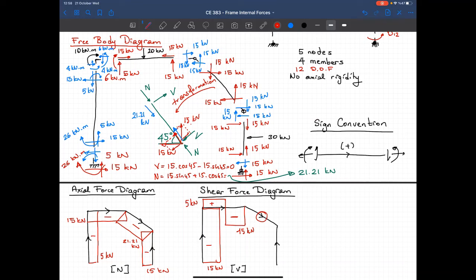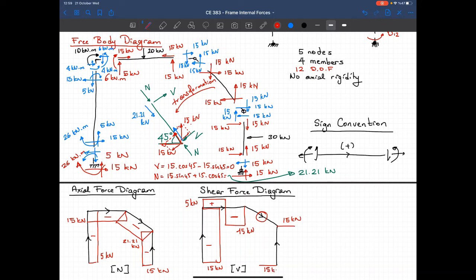And then the fifth member, again the fifth member goes from bottom to top. Rotate that by 90 degrees. It goes from bottom to top. That's the positive direction. So at the top I have plus 15. At the bottom I got minus 15. So let's show it. Here I got plus 15 and here I got minus 15.